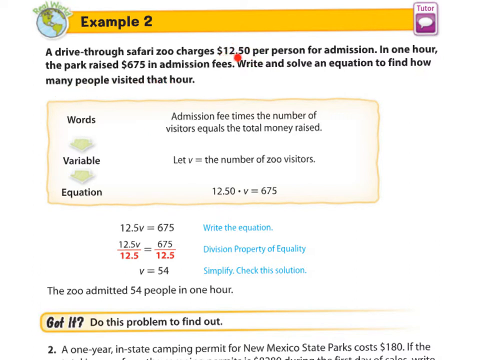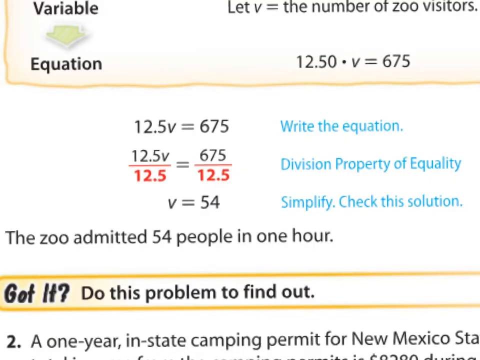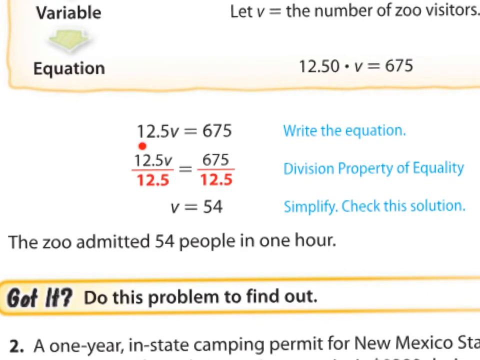So $12.50 per person. We don't know how many people we have, but it brought it all the way up to 675 after X amount of people. So it's going to be 12.50 times X equals 675. And you can see that here. Now they're using V for visitors, but you can use any letter you want when you're using variables. So our coefficient is 12.5, which is $12.50 per visitor, equals 675.